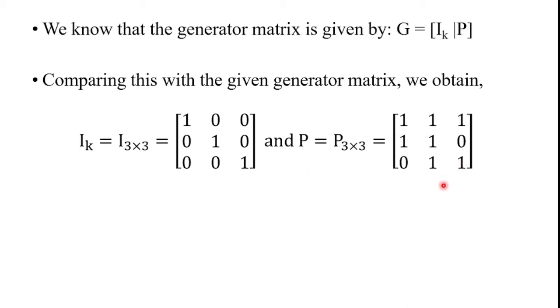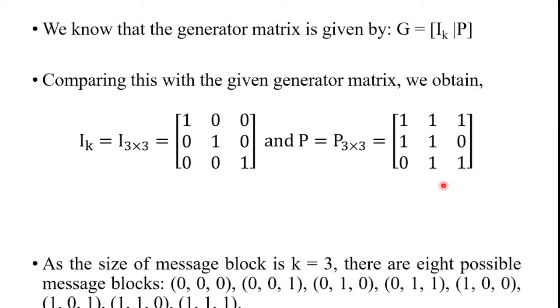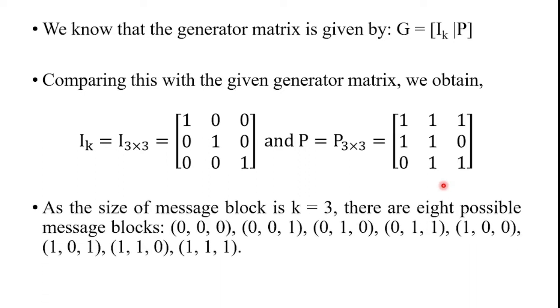Now here the message bit size is 3. Therefore the possible combinations of the message words are 2 cube, which is equal to 8. So there are 8 possible combinations of message blocks. The possible combinations are 000, 001, 010, 011, 100, 101, 110, 111. These are the possible combinations of the message block from the given message block size.